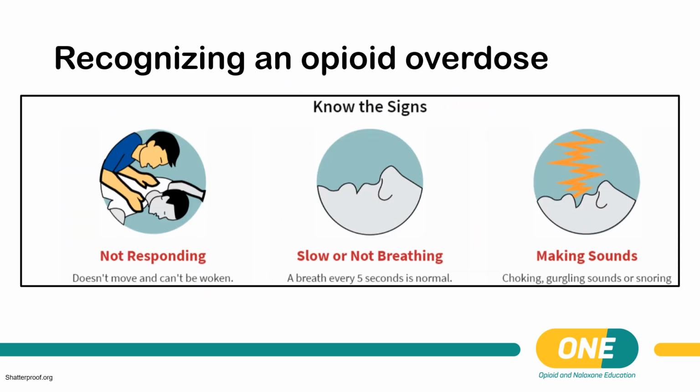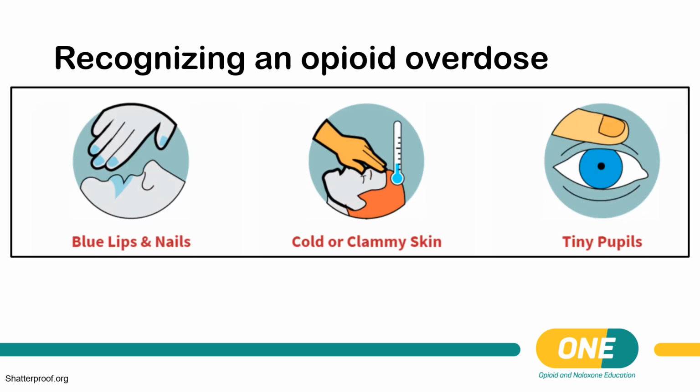So thinking back to that previous slide, we mentioned the side effects of opioids, and this is how we can recognize an opioid overdose. So when somebody isn't responding, if their breathing is slow or shallow, or they're making choking and gargling noises, these are signs of a possible opioid overdose. In addition, individuals might have blue lips or nails, cold and clammy skin, and tiny pupils. Again, these are signs and symptoms of possible opioid overdose.